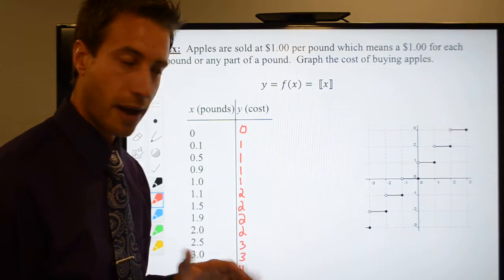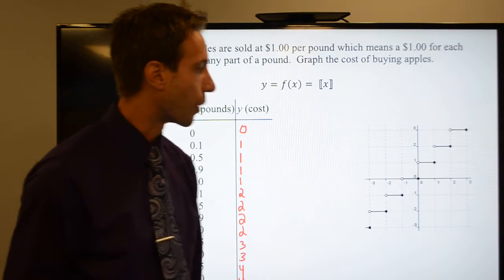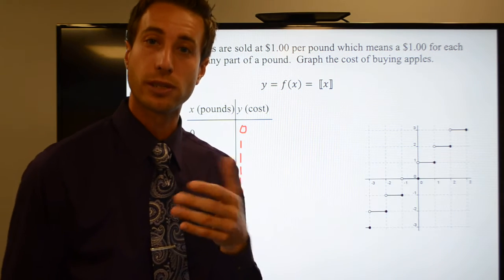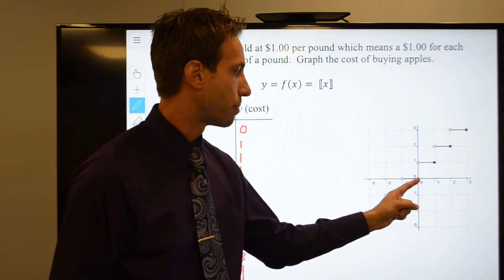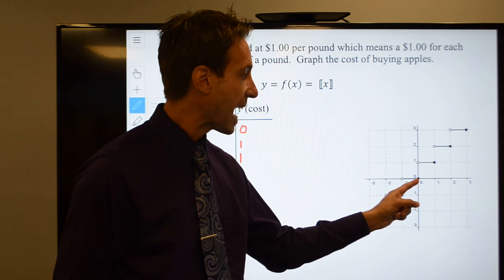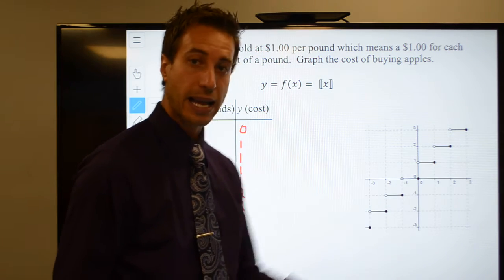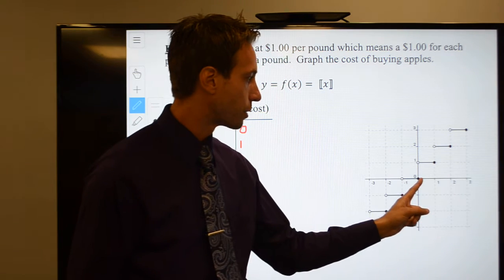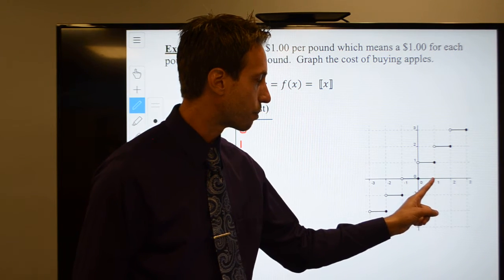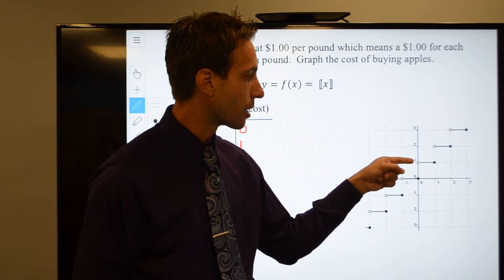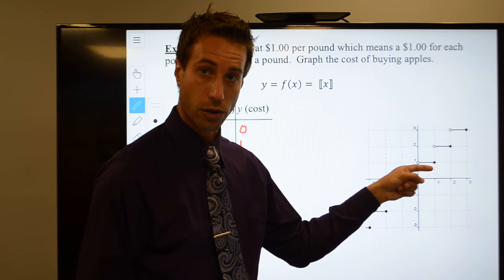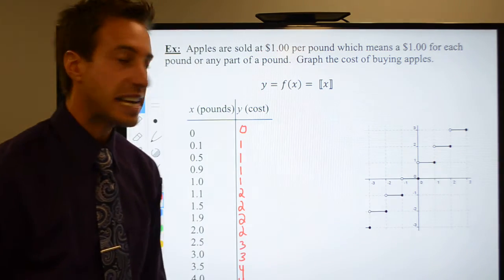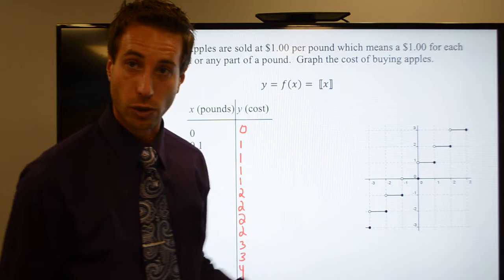Let me talk about the graph for a second since they have already graphed it for us. Of course, if I have purchased 0 pounds, I'm going to pay $0, right? But anything above that, I go to that first dollar, 0.1, 0.5, 0.9, right? Here's 0.1, here's 0.5, here's 0.9. All of those, I'm going to be paying $1, all the way up to that very first pound, which still costs $1. Now, here's why there's an open circle, right?